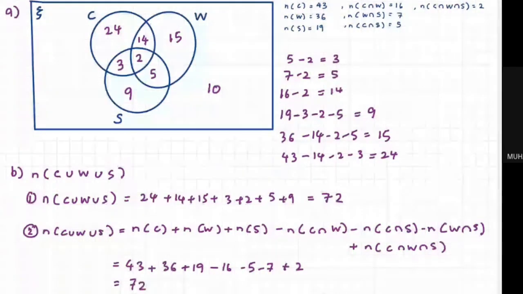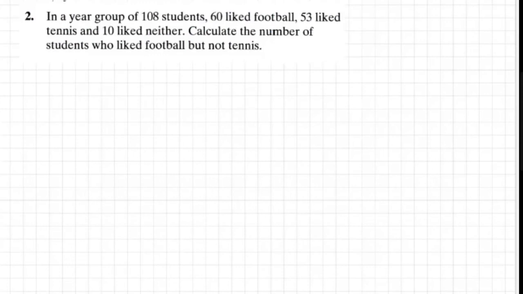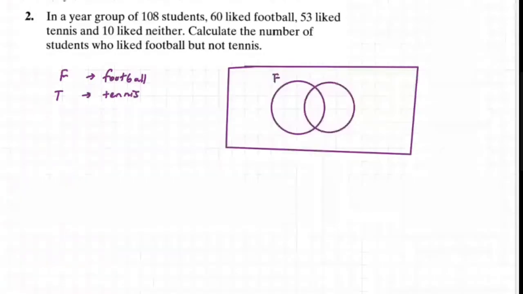72. More example. Calculate the number of students who like football but not tennis. First, let's denote F for football and T for tennis. The Venn diagram, F and T.